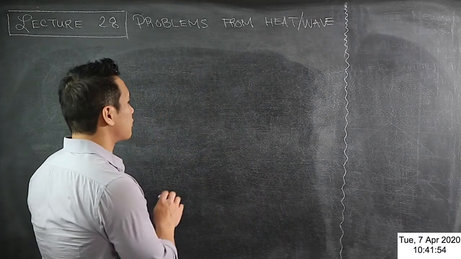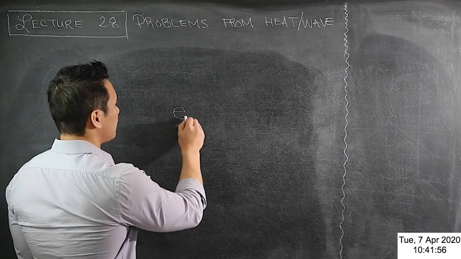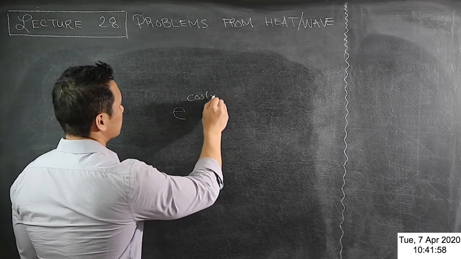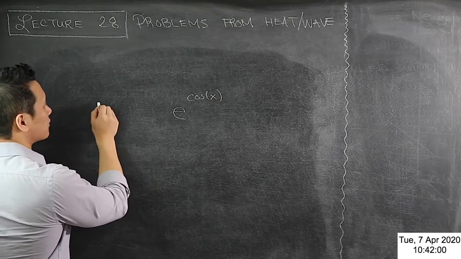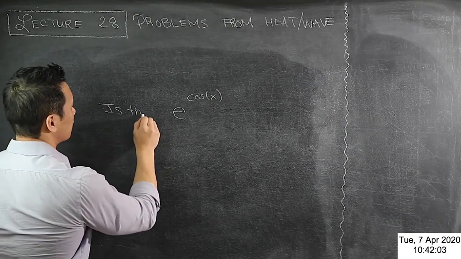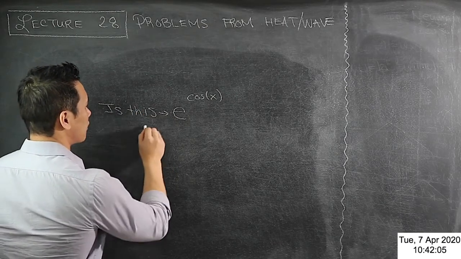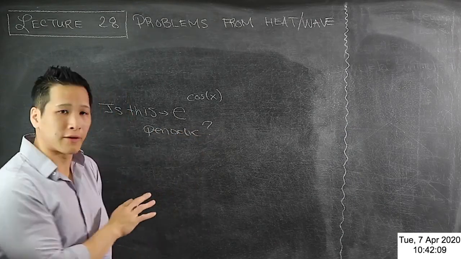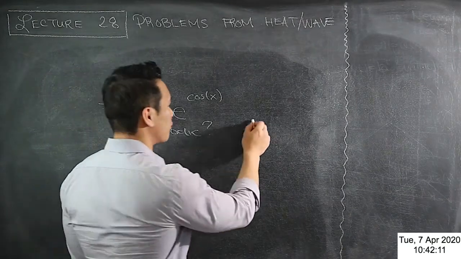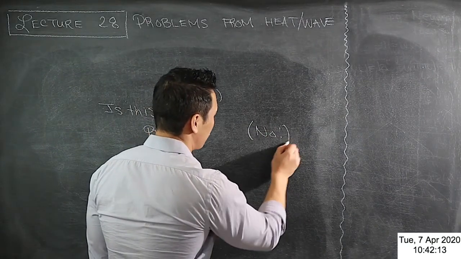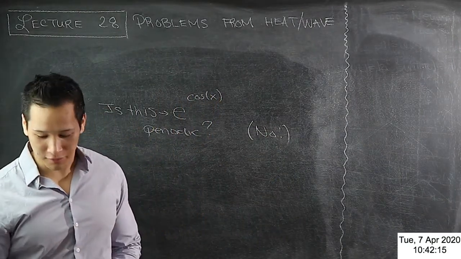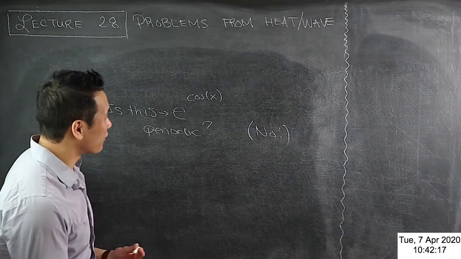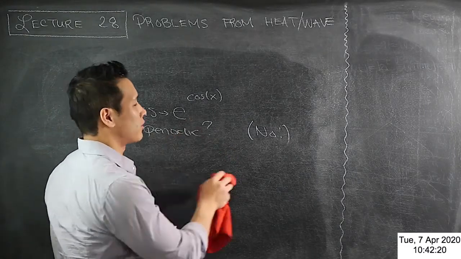In one of the lectures, I stated that the function e to the cosine of x, I wrote, is this thing here periodic? Question mark, and I left it for you to decide, and I wrote no. And that is completely wrong. I don't know why I had that brain freeze. This is a periodic function.